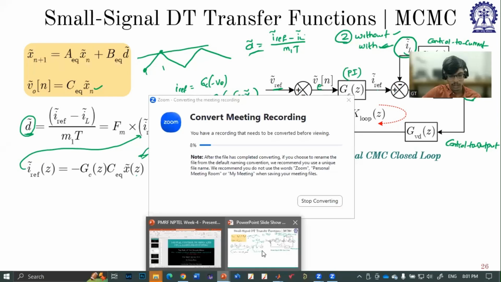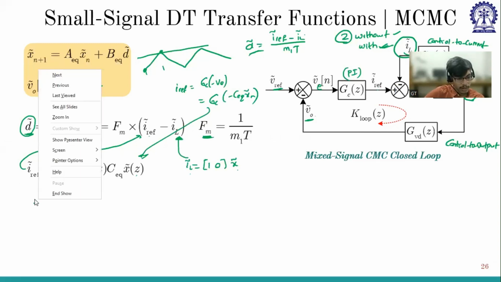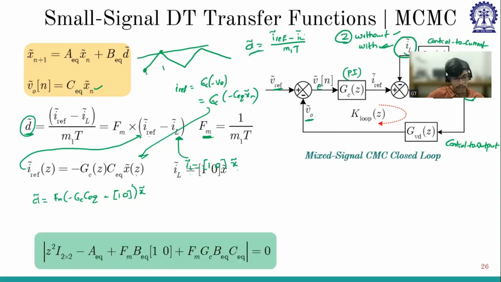So till this point, is it clear? So where are we? We got I reference in terms of X perturb as well as IL in terms of X perturb. So what is my D perturb? My D perturb is FM into minus GC C equivalent into X perturb minus 10 into X perturb. So this is my D perturb. So I have to substitute this D perturb back in my B equivalent. So IL is again 10 X perturb. So if I substitute my D perturb there, what will I get?